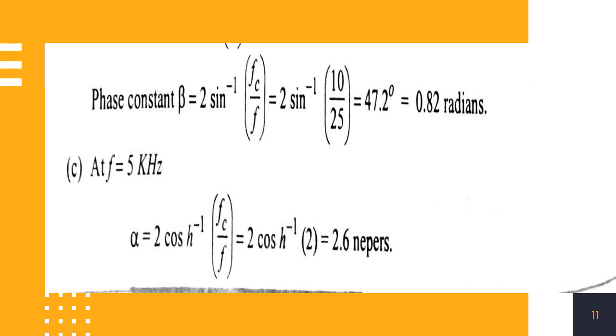The last part, C, is to calculate the attenuation constant at a particular frequency. Alpha is equal to 2 cosh inverse of fc by f. What is my fc? fc is again 10K. And what is my f? That is 5K here. In this way, you will get 2.6 nepers. That is the attenuation constant in this case.